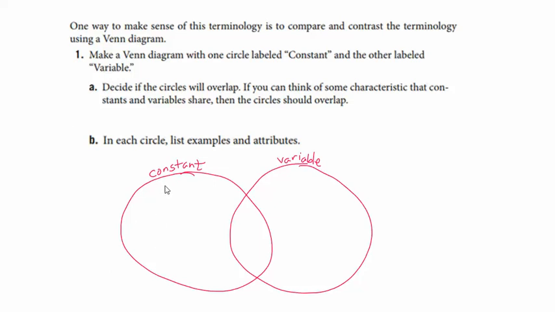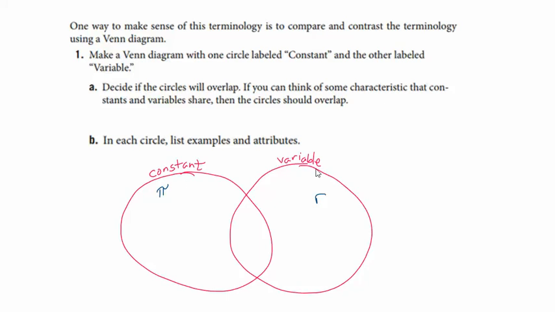So an example of something that's a constant and not a variable is pi. We just talked about that. So that's in the constant circle and not the variable circle. Something that's changing could be the radius of a circle. So I'll put r for my variable over here.